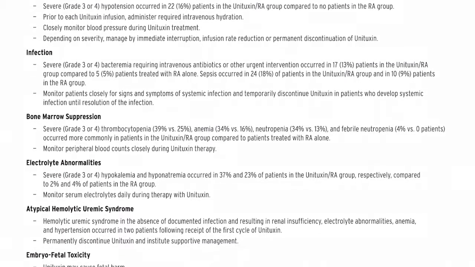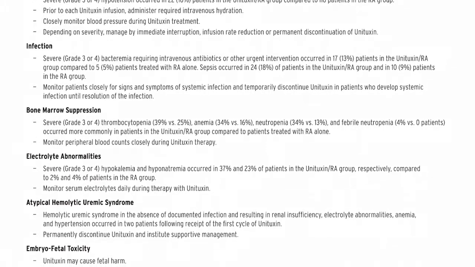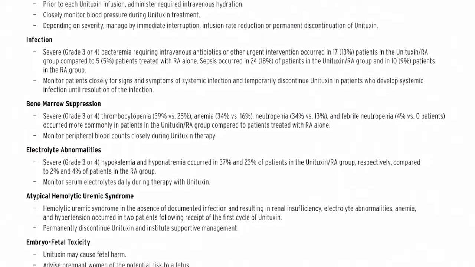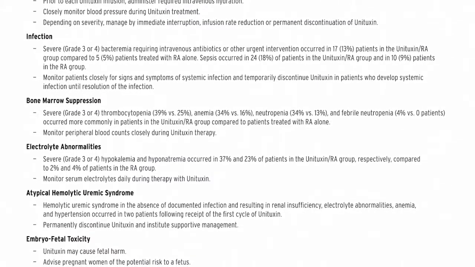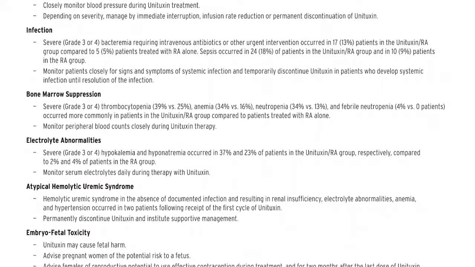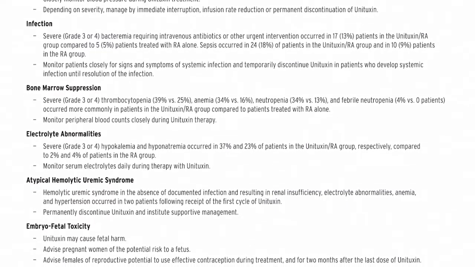Electrolyte abnormalities. Severe, grade 3 or 4, hypokalemia and hyponatremia occurred in 37% and 23% of patients in the Unituxin RA group respectively, compared to 2% and 4% of patients in the RA group. Monitor serum electrolytes daily during therapy with Unituxin.